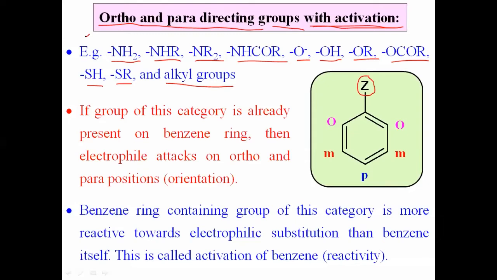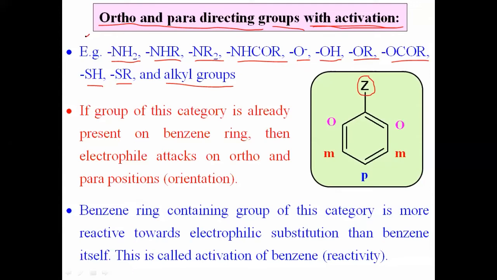Its reactivity towards electrophilic substitution increases compared to benzene itself. म्हणजे मूळ बेंझिनची जी रिएक्टिव्हिटी आहे त्यापेक्षा that compound is more reactive towards electrophilic substitution. Okay, and these groups are called ortho and para directing groups with activation. याच्याबद्दल आपण डिटेल मध्ये डिस्कस करणार आहोत.